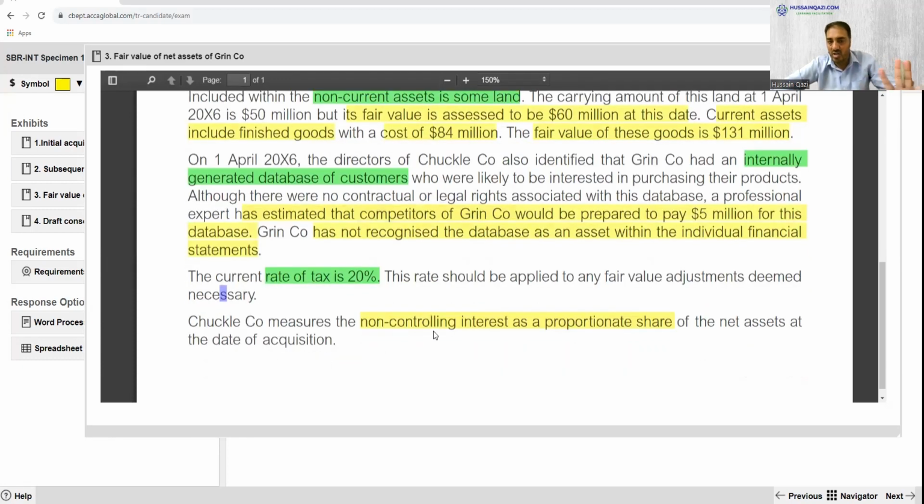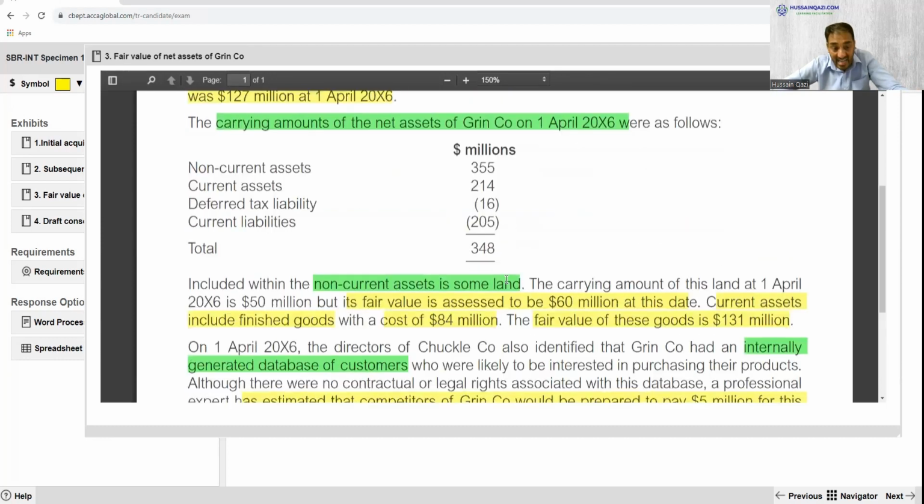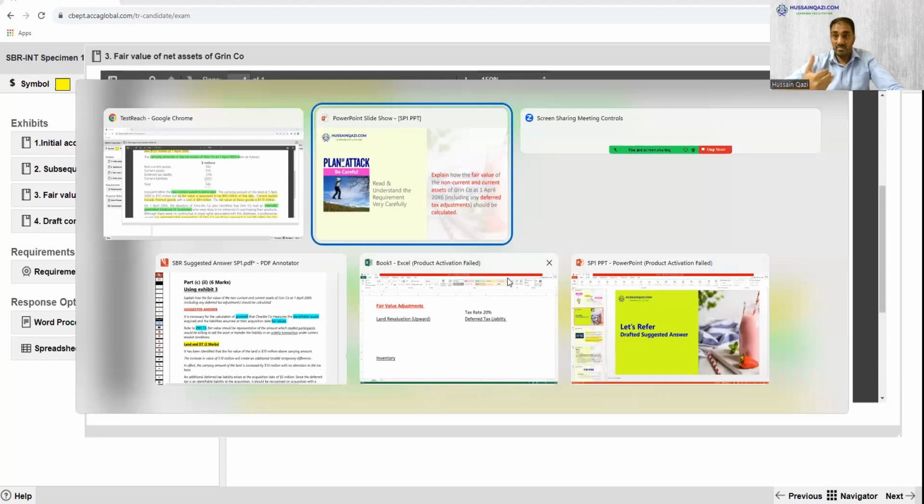Further, this is about the non-controlling interest. Here, non-controlling interest will be calculated as a proportionate share. So this is the point. The relevant context we have read, or in fact, if this is the second time reading, no worry about that. It's a part of the planning.